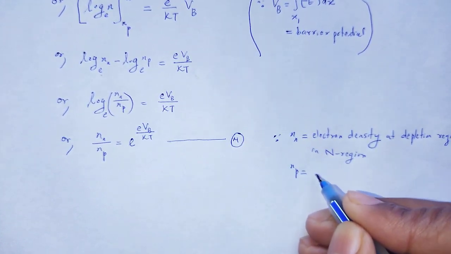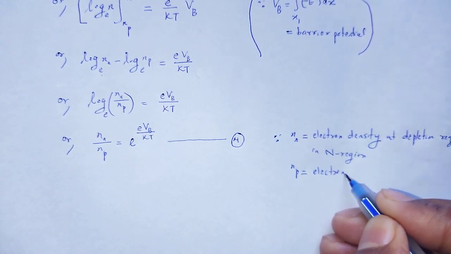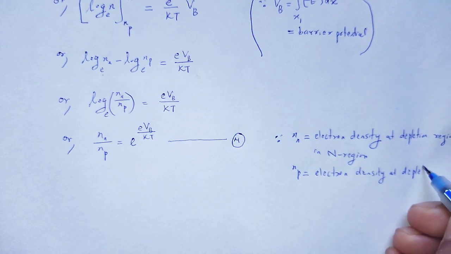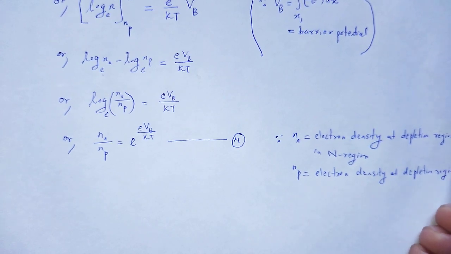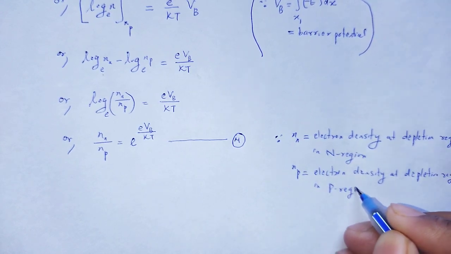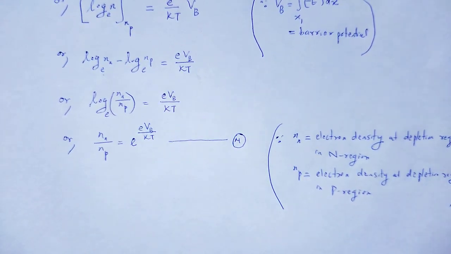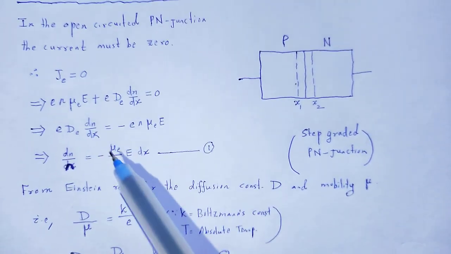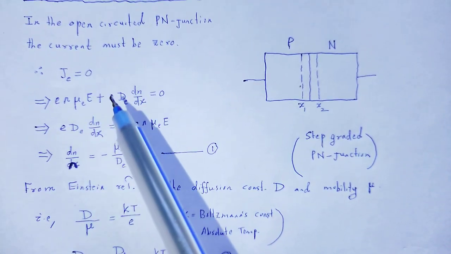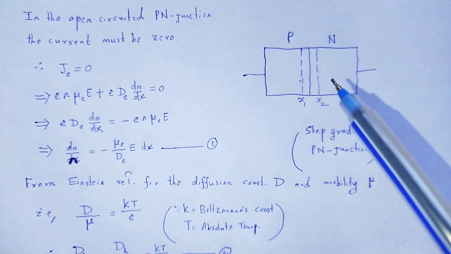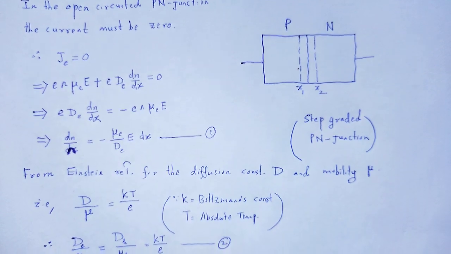Similarly, np is the electron density at the depletion region in the p region. We get that equation taking J of e equal to 0. Similarly, under the same condition, when we treat it as an open-circuited situation, J of h will be 0.